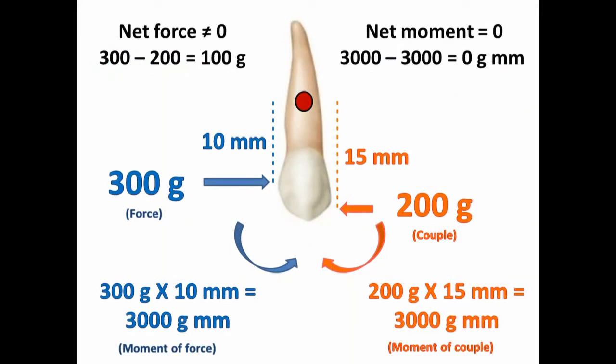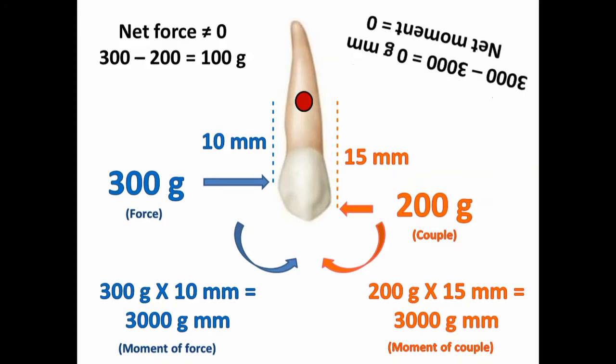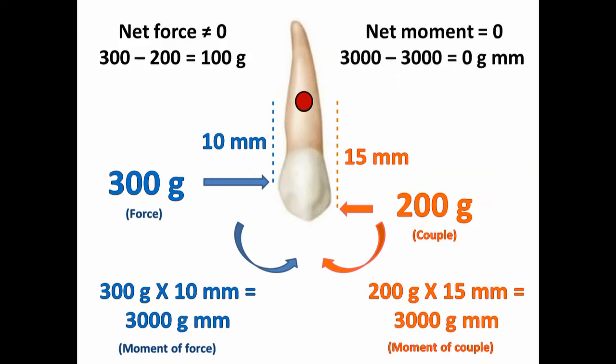Let's have a look at an example. If we apply a force of 300 grams at 10 mm distance from a center of resistance, the moment of force would be 3000 gram-mm. To cancel out this moment, we apply a couple of 200 grams at 15 mm distance. Moment of force would cancel out moment of couple, hence the tooth will move in a translatory motion under the influence of a resultant 100 gram force.